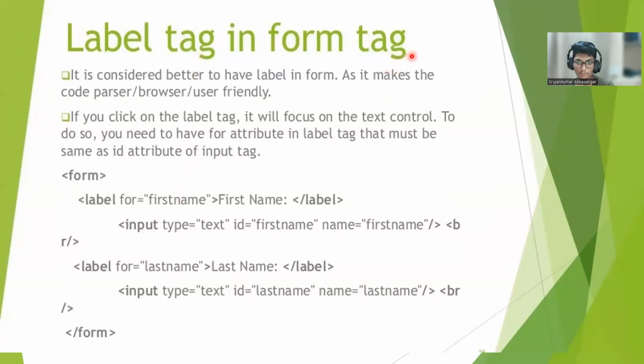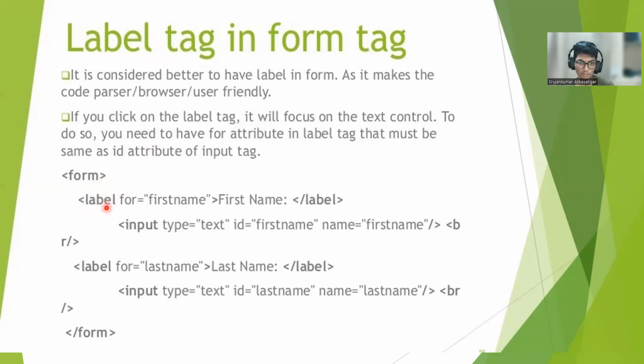Label tag in the form tag. It is considered better to have a label in the form, as it makes the form user friendly for the browser. If you click on the label tag, it will focus on the text control. To do so, you need the for attribute in the label tag, which must be the same as the ID attribute of the input tag.